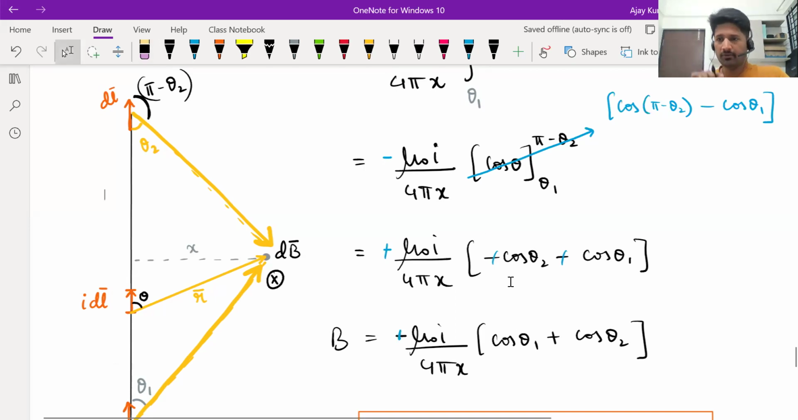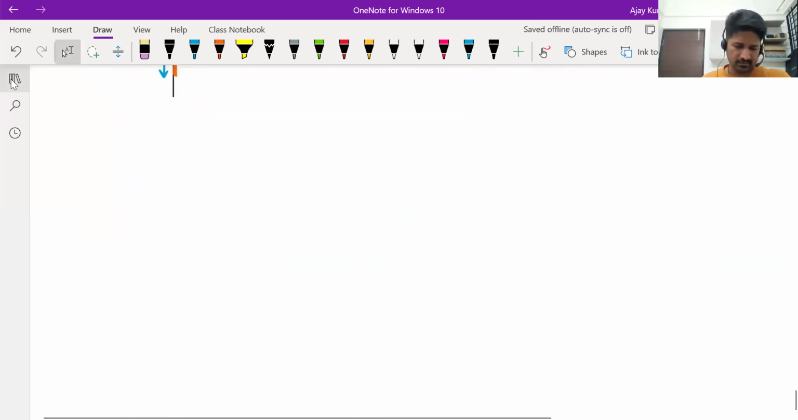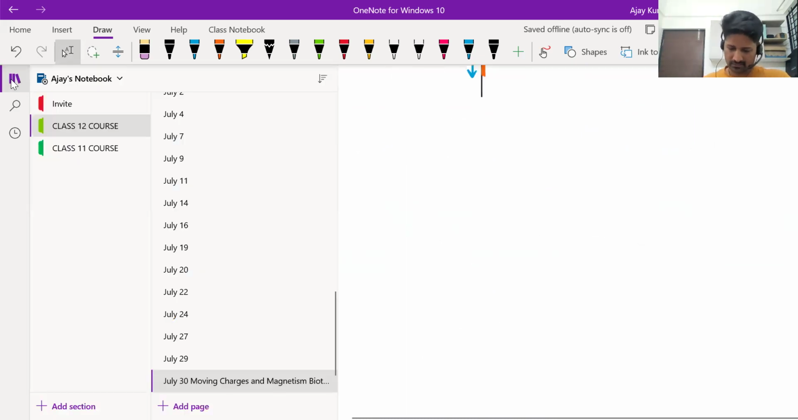So I is the uniform current in the wire. X is the perpendicular distance from the wire, as you can see in the diagram. And what are theta 1 and theta 2? This is the most important thing. Let's draw it here itself. Just a moment.